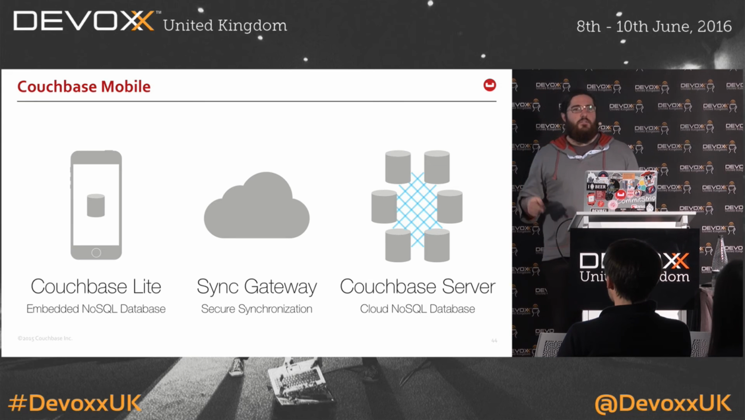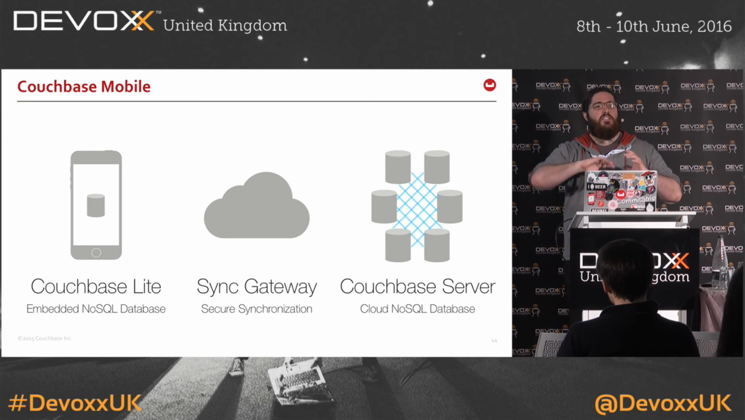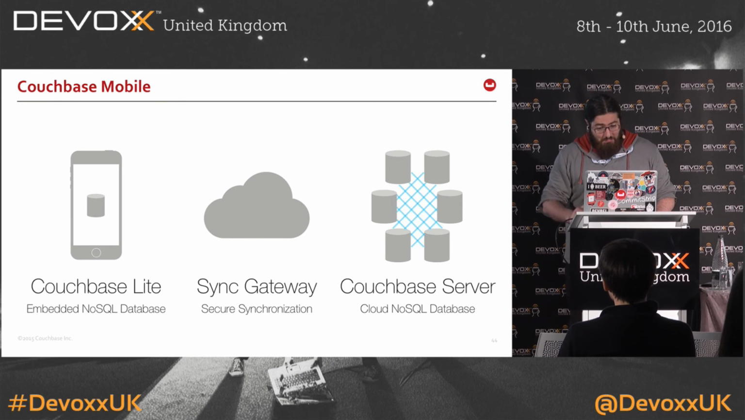It's Couchbase Server, the database I showed you before, something called the Sync Gateway, and something called Couchbase Lite. The Sync Gateway, it's an application server that we've written in Go, because we like Go. It's probably the only reason why. And it's a Couchbase application that exposes a REST API that allows you to do synchronization.